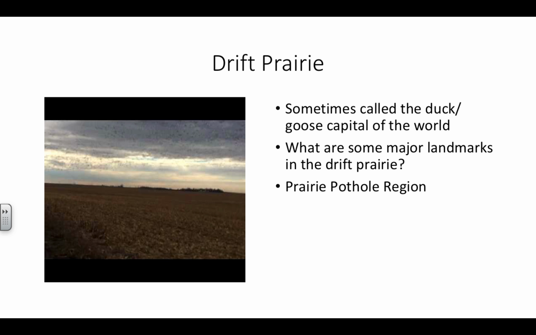The Drift Prairie here, like it says, sometimes it's known as the goose and duck capital of the world. And it's known that way because we are in a flyway. We're in the central flyway. The central flyway is probably the most populated with migrators throughout the fall and the spring.